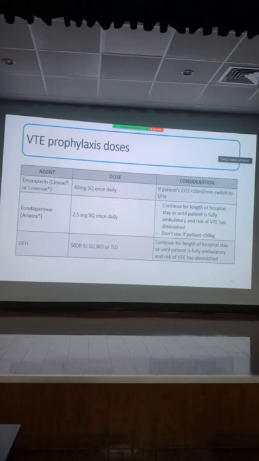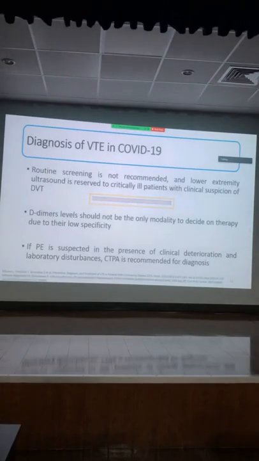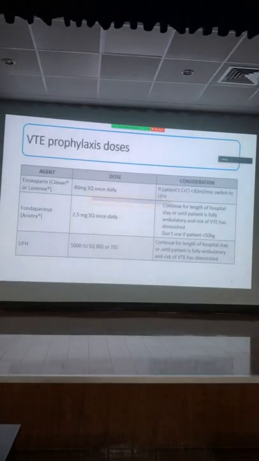VTE prophylaxis doses: enoxaparin, Clexane, or Lovenox. Clexane or Lovenox, it depends on the country, the name. This is a tradition, this is a commercial name. 40 milligrams subcutaneous once daily.